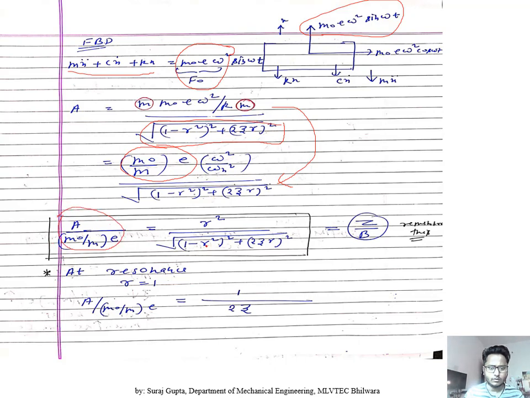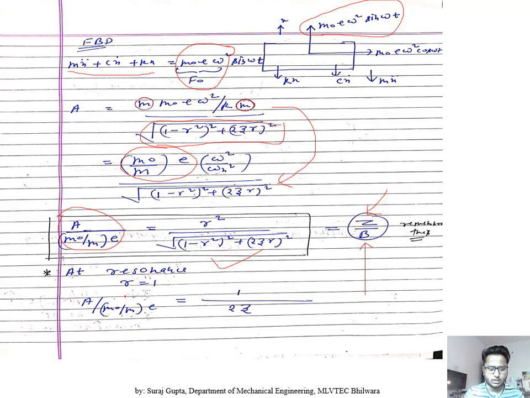This term will be this expression: r square divided by the root of (1 minus r square) to the power 2 plus (2 zeta r) whole to the power 2, that we have already found. This is Z by b. What is this? This is the motion transmissibility, and here it is the unbalanced force transmissibility. The motion transmissibility is always equal to the force transmissibility, but here the motion is the relative motion, because this is Z. We have done this previously in the class, so remember this formula, this is the same.